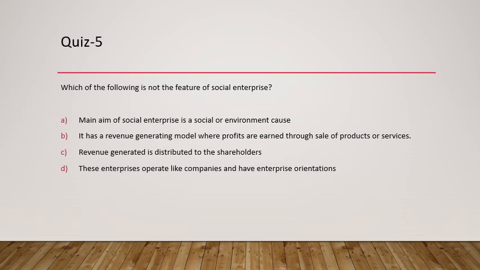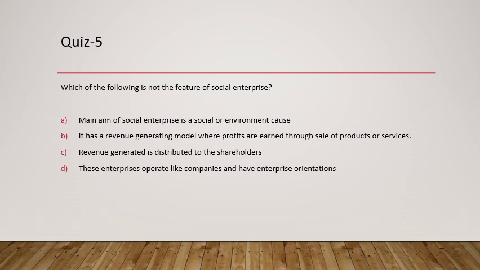It is asking which of the following is not the feature of social enterprise. So typically social enterprises have various features. As you can see here, some of the features are very clearly mentioned, like option A, main aim of social enterprise is a social or environment cause. That is very obvious. But which one of the four is not the answer here?